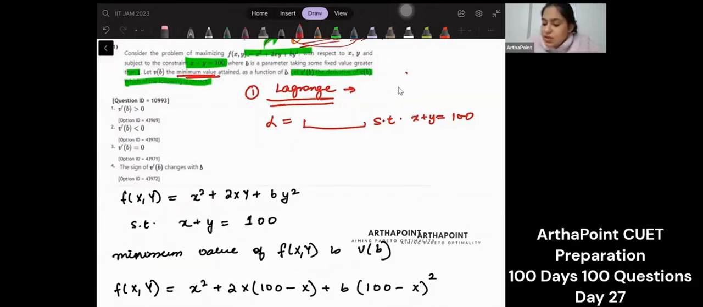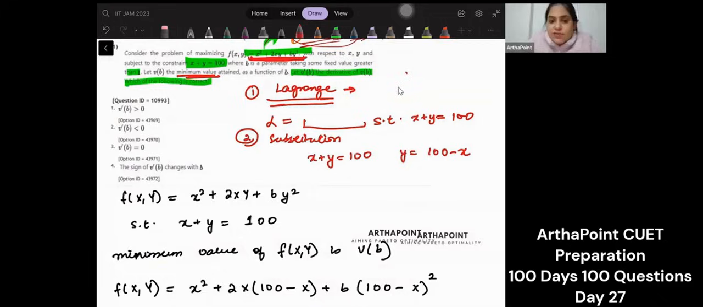The second thing that you could have done is to use the method of substitution. Both these methods are correct. You use the method of substitution and say, okay, if x plus y is 100, y will be 100 minus x. You put it in your objective function and get this as a function of x only. And then you minimize it because you want to find the minimum value attained.